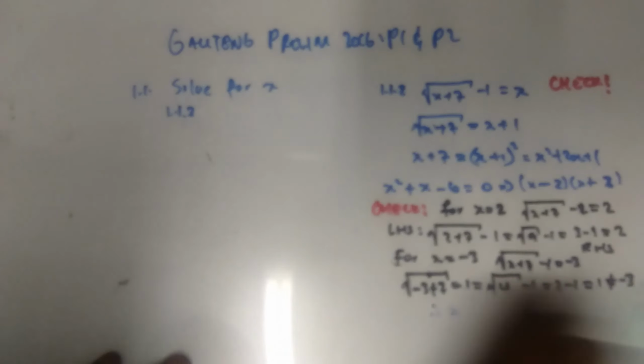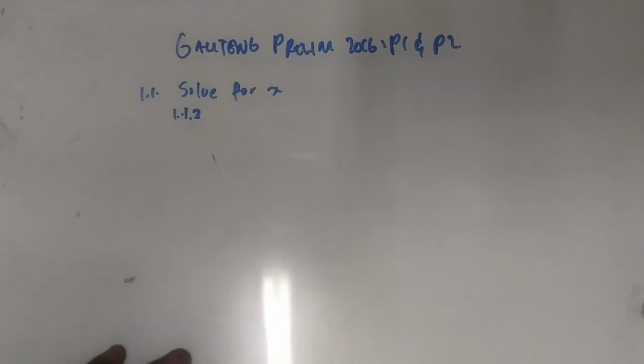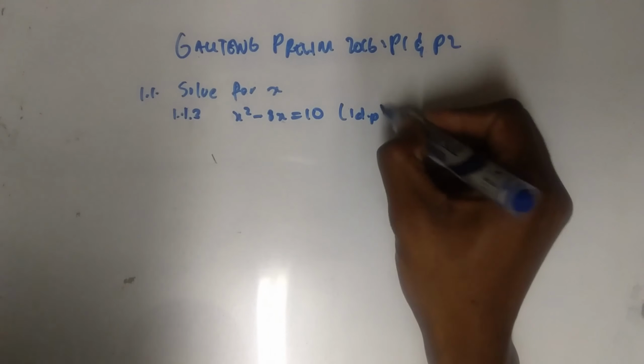Okay, let me just rub this out as well, because I'm sure maybe you are done writing this question. The question paper is shared as well in the description below. Please do get that question paper. x squared minus 8x is equal to 10, and the question says round off to 1 decimal place.